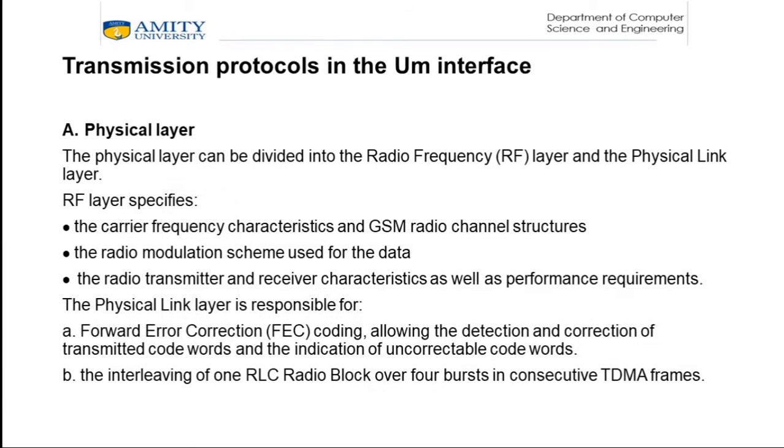So we go here. What is the physical layer? It is divided into the radio frequency RF layer and the physical link layer. The radio frequency or RF is the normal GSM physical radio layer. It performs the modulation of the physical waveform based on the sequence of bits received from the PLL. The RF layer specifies the carrier frequency characteristics and GSM radio channel structures, the radio modulation scheme used for data, the radio transmitter and receiver characteristics as well as performance requirements.